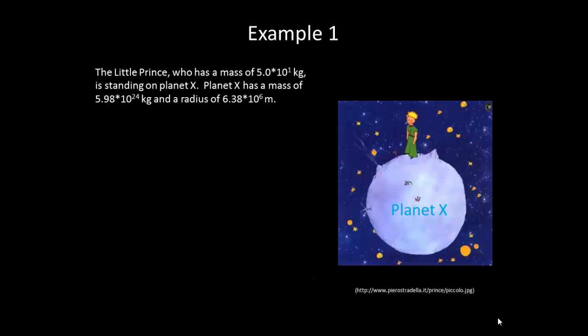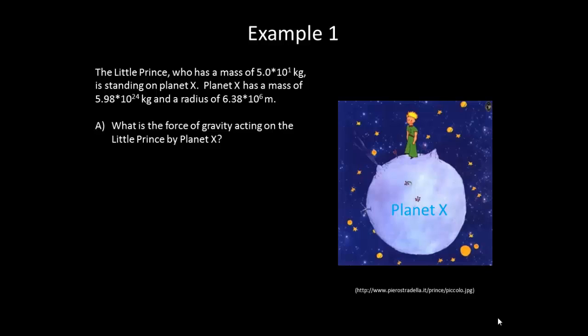So let's do an example problem. The little prince, who has a mass of 5.0 times 10 to the first kilograms, or 50 kilograms, is standing on planet X. Planet X has a mass of 5.98 times 10 to the 24th kilograms and a radius of 6.38 times 10 to the 6th meters. What is the force of gravity acting on the little prince by planet X?